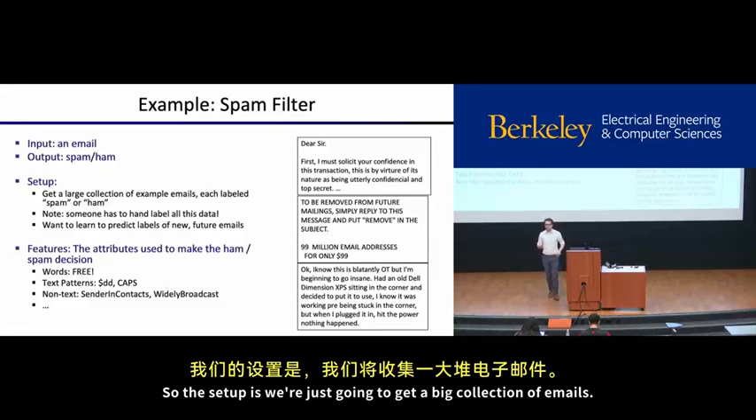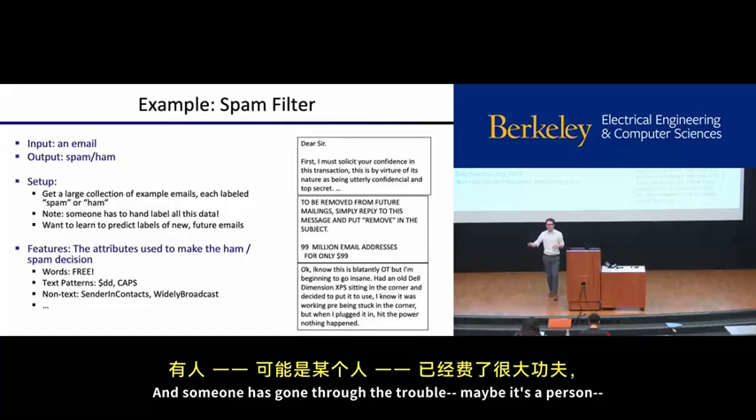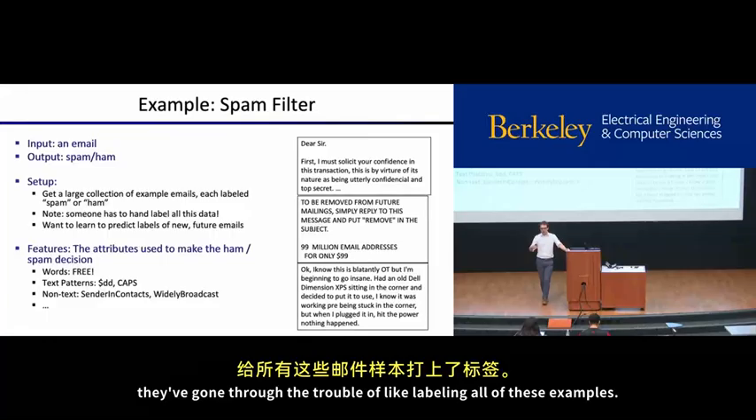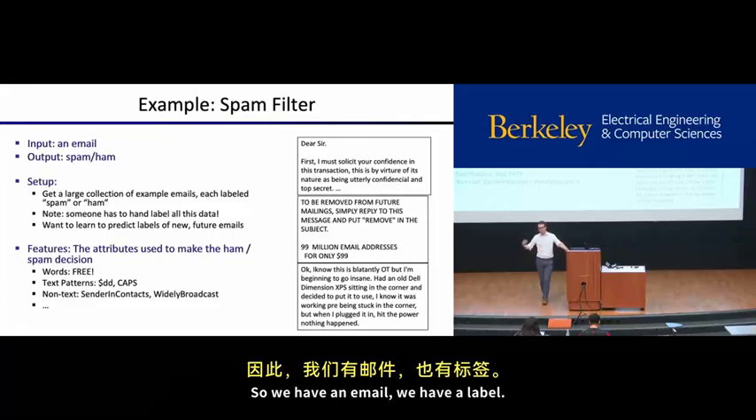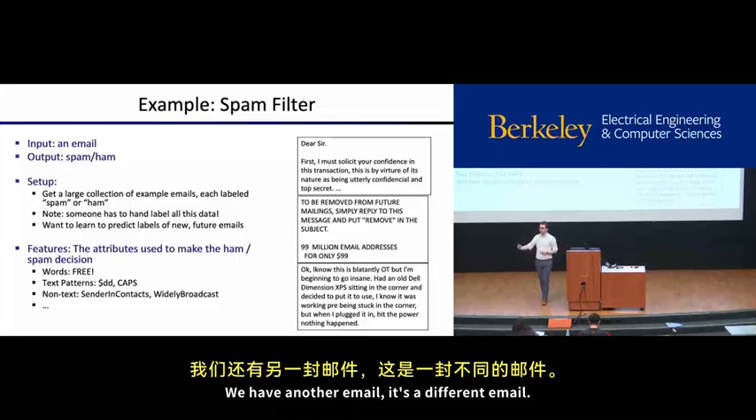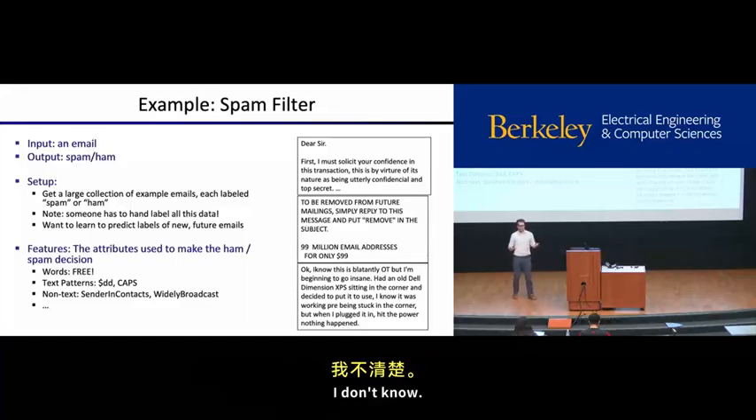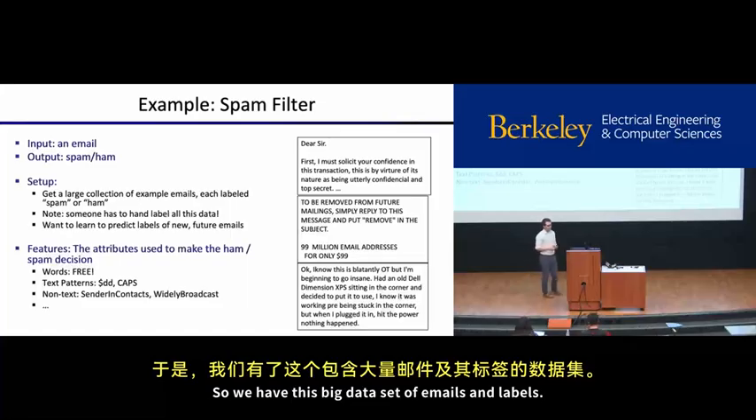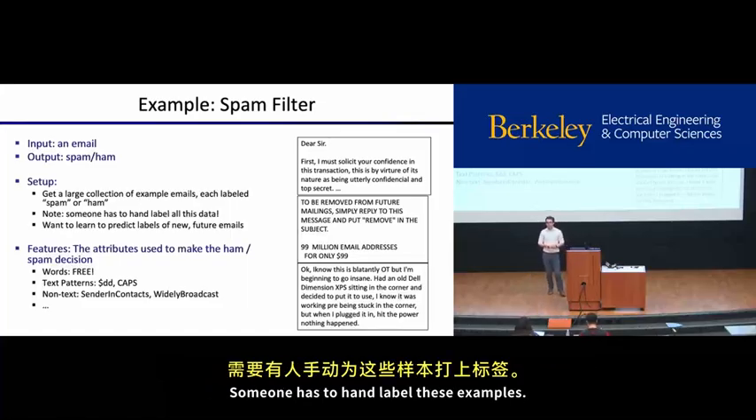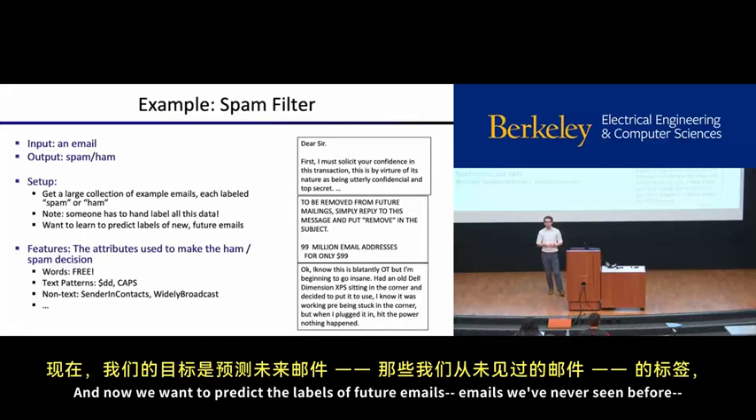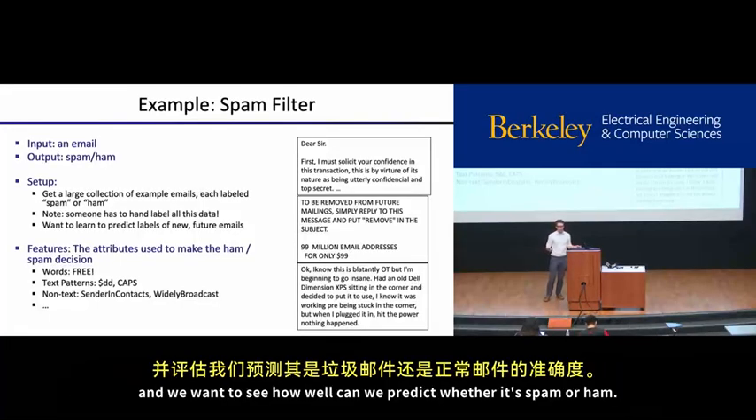Right, so the setup is we're just going to get a big collection of emails, and someone has gone through the trouble, maybe it's a person, of labeling all of these examples. So we have an email, we have a label, it's spam. We have another email, it's a different email. We have another label, it's not spam. So we have this big data set of emails and labels. Someone has to hand label these examples. And now we want to predict the labels of future emails, with emails we've never seen before. And we want to see, how well can we predict whether it's spam or ham.